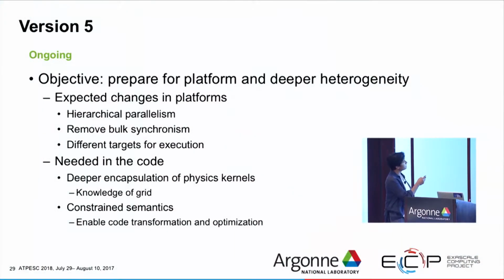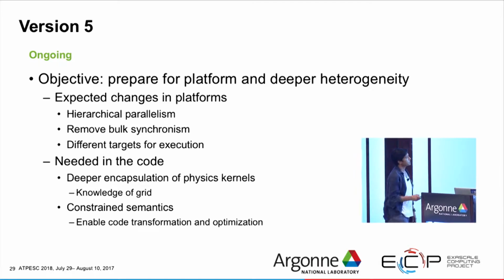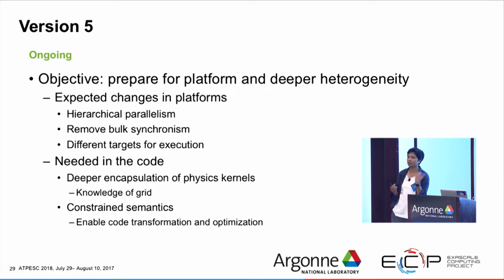So the things that are needed in the code in order to enable it to work well with these changes in platform are that we need a deeper encapsulation of physics kernels, so that knowledge of the grid is further abstracted from the code. And we need to constrain the semantics so that code transformation can happen for optimization, so that the same code that is written once can be executed on different heterogeneous target architectures, target platforms.